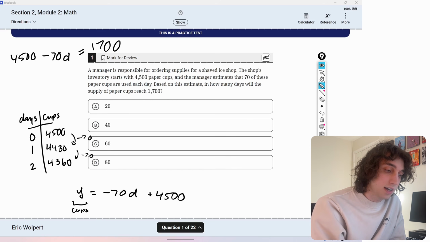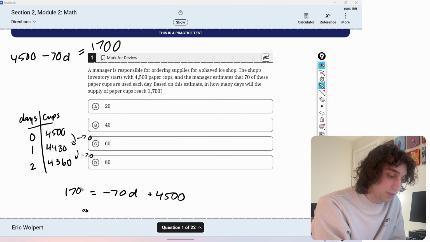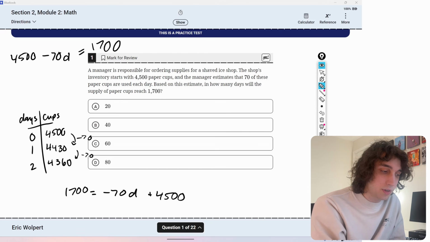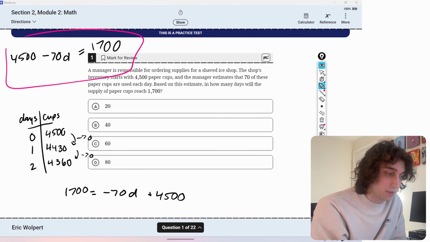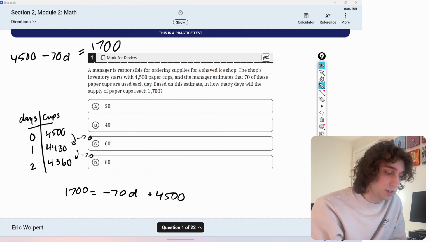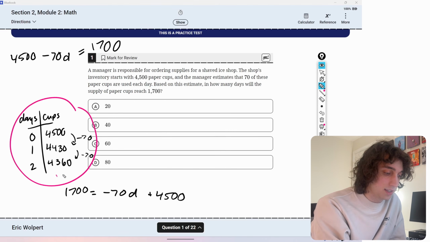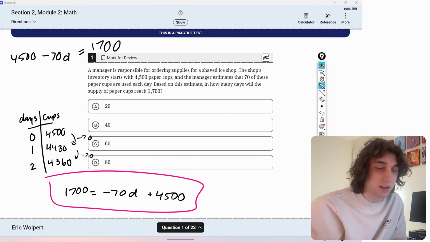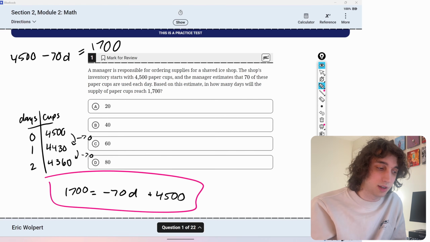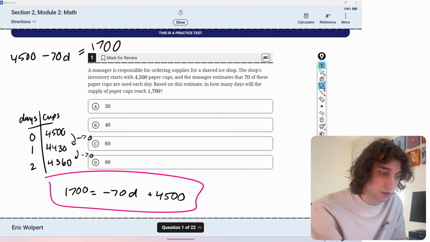And since our y is cups, we're looking at when cups, so y, reaches 1,700. So therefore, your cup should be 1,700. So you can get to this equation just by reading the question and having this be intuitive to you. Or when in doubt, create the table. And then your table should make it a little more revealing what your slope and your intercept are, because this is just a linear function at the end of the day.